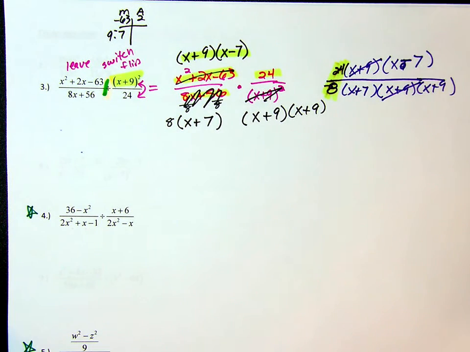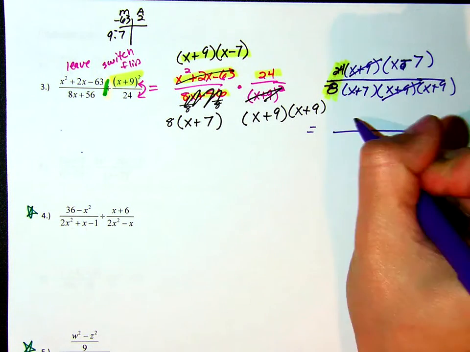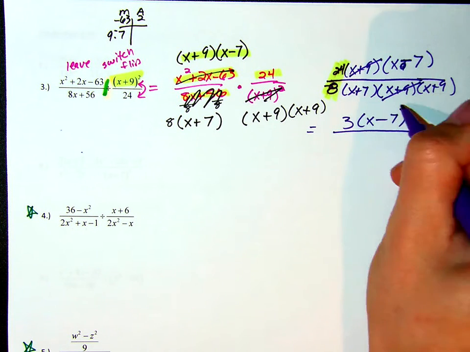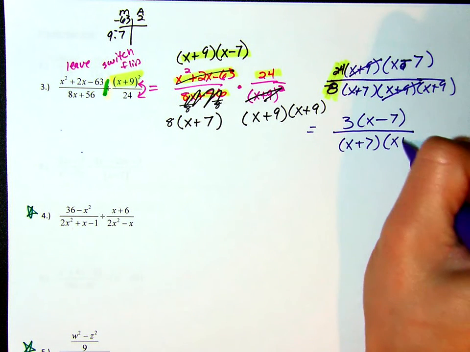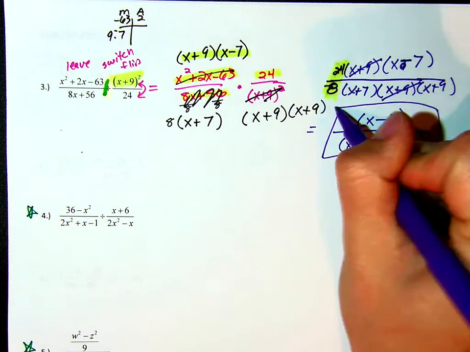So 24 over 8, 8 actually does go into 24 3 times. So this becomes a 3 on the top. We still have x minus 7, and on the bottom we have an x plus 7 and an x plus 9, and we leave our answer in factored form, so we are done at that point.